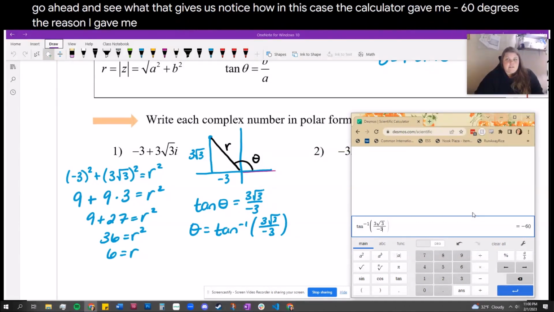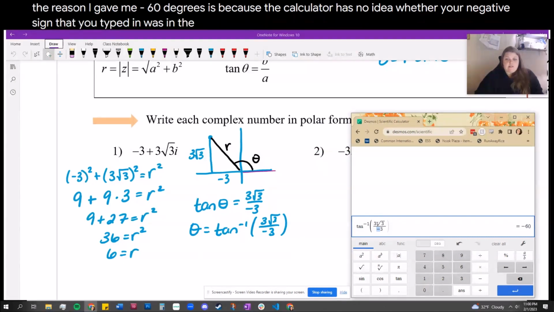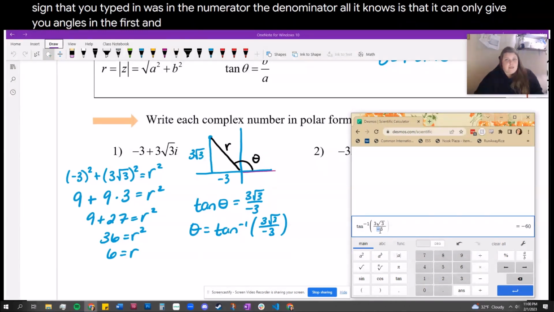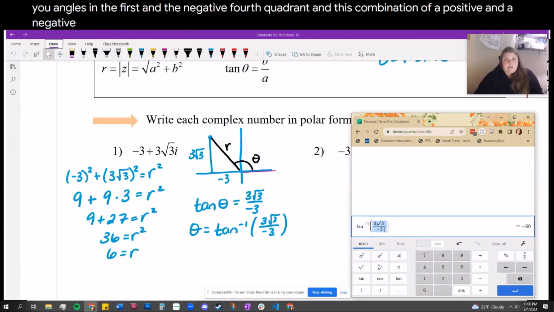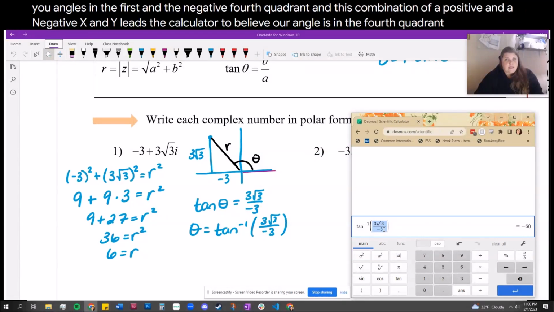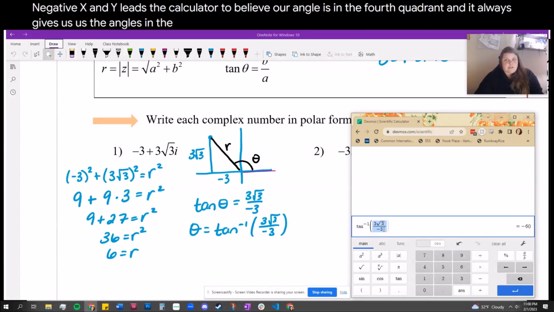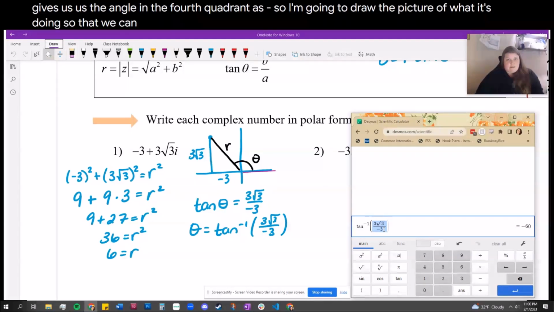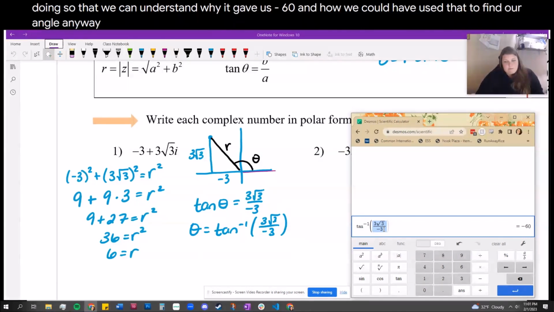The reason it gave me negative 60 degrees is because the calculator has no idea whether your negative sign that you typed in was in the numerator or the denominator. All it knows is that it can only give you angles in the first and the negative fourth quadrant, and this combination of a positive and a negative x and y leads the calculator to believe our angle is in the fourth quadrant. And it always gives us the angles in the fourth quadrant as negative. So I'm going to draw the picture of what it's doing so that we can understand why it gave us negative 60 and how we could have used that to find our angle anyway.